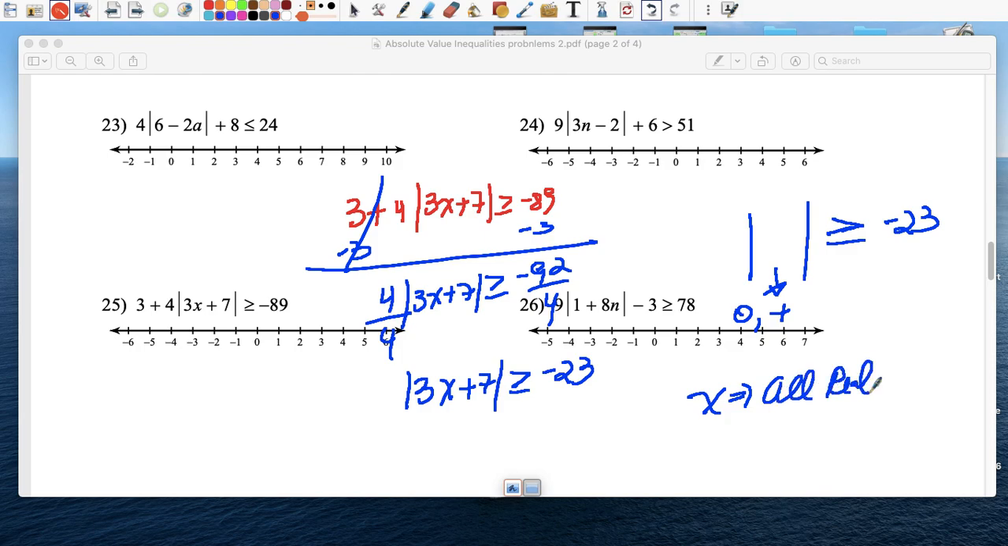You can plug in anything for x, and it will always make that true. All right.